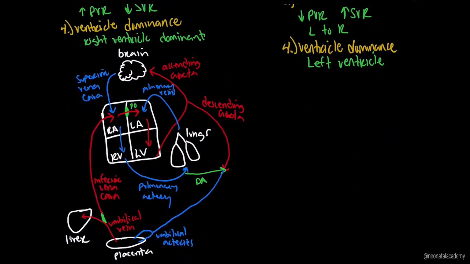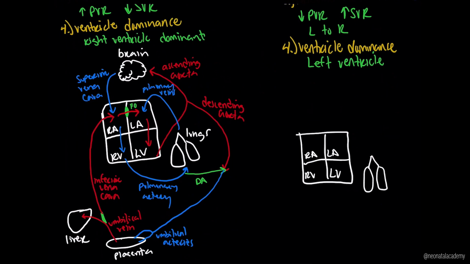Alright, let's draw it out. So now we don't need to draw the placenta because that was eliminated after we ligated the umbilical cord. So we're just going to draw the structures. So we just need the heart. We have the right atrium, left atrium. And then I'm going to draw the lungs again over here. And we will draw the brain up here.